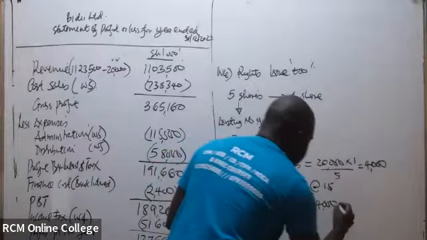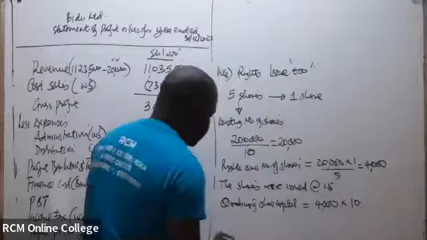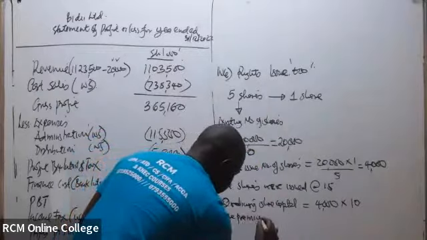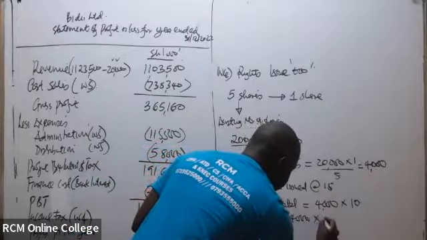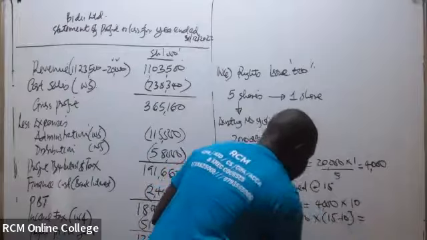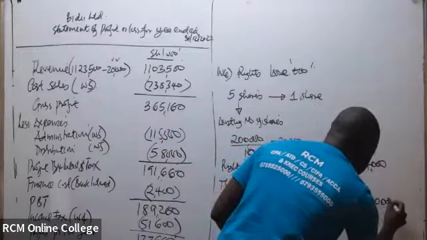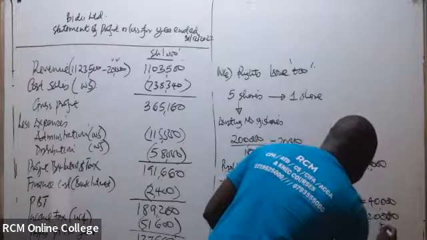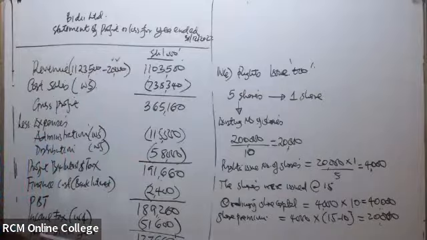4 million, you multiply by 10. Then to the share premium, you take 4 million and multiply by 15 minus 10. Therefore, the ordinary share capital will increase by 40 million, and the share premium account will increase by 20 million. So that particular rights issue will affect the books of accounts here.